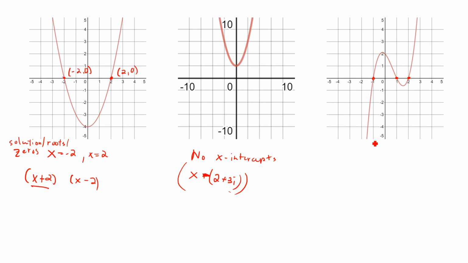Okay, so what I can tell here is that we have 3 factors at least. I'm going to start off with that. X plus 1, x minus 1, and x minus 2. Remember, you change the sign of whatever the 0 is. That means that your zeros are going to be at x equals negative 1, x equals 1, and x equals 2.